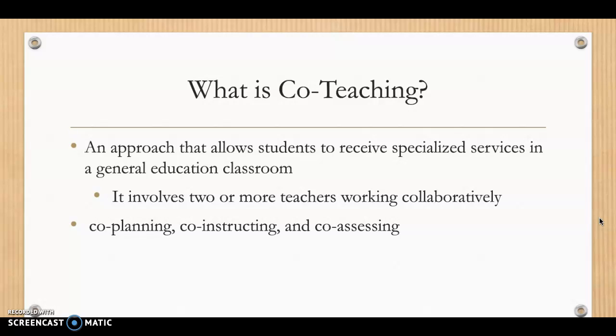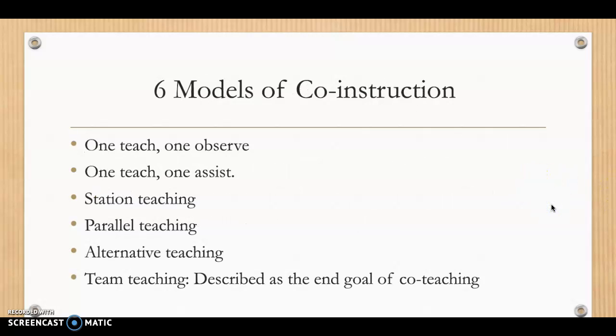Across the literature, three components of co-teaching have been determined. There's co-planning, which is your planning phase, co-instructing, which is actually presenting or teaching the lesson to the students, and co-assessing, which is your reflection phase. Within co-instructing, there are 6 models of co-teaching.